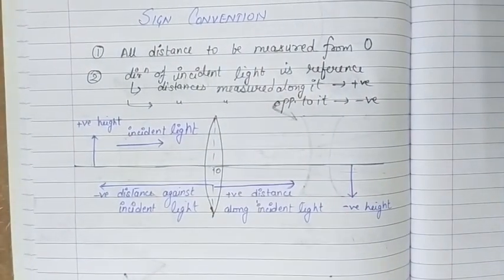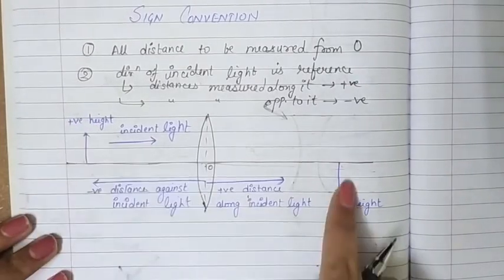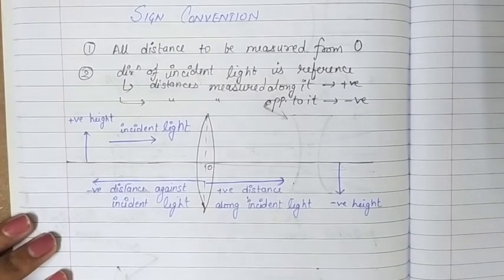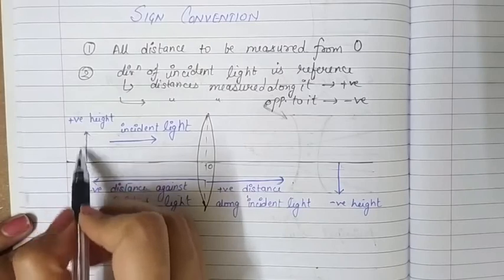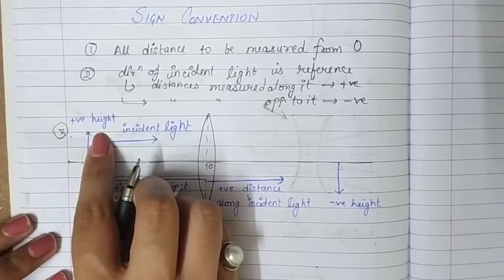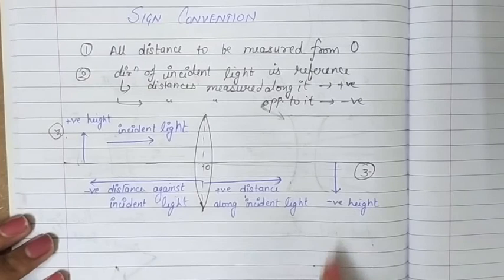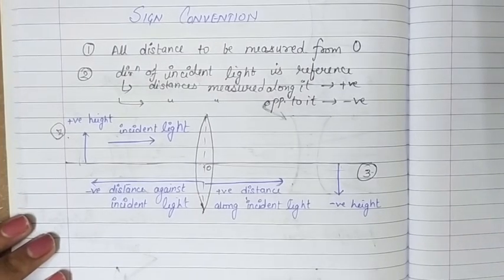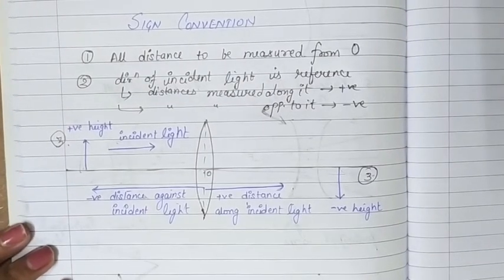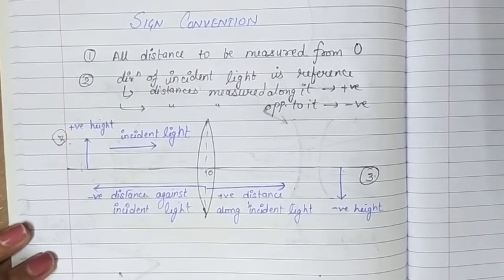Now the next point is for the height. So height is measured either above the principal axis or below the principal axis. If height is measured upwards and perpendicular to the principal axis, then it is taken as positive, while if height is measured downwards and perpendicular to the principal axis, it is taken as negative. So these are the 3 points that we have to keep in mind while measuring the distances. So this is the standard sign convention that we follow while studying ray optics.